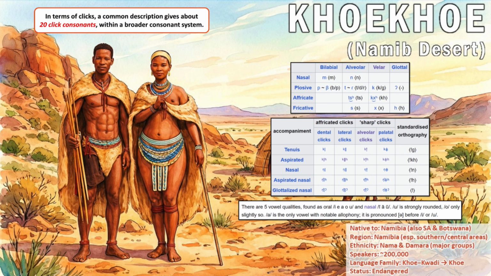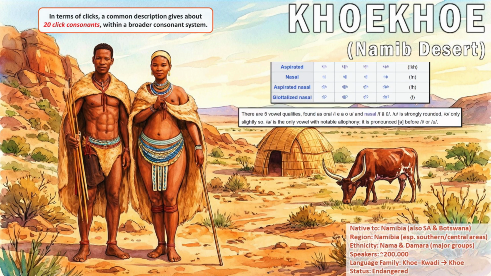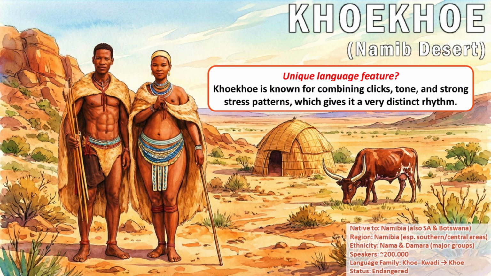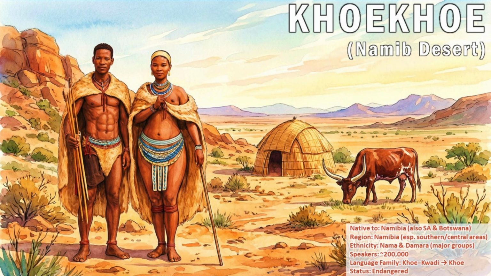In terms of clicks, a common description gives about 20 click consonants within a broader consonant system. Khoekhoe is known for combining clicks, tone, and strong stress patterns, which gives it a very distinct rhythm. Now, let's listen to a sample.